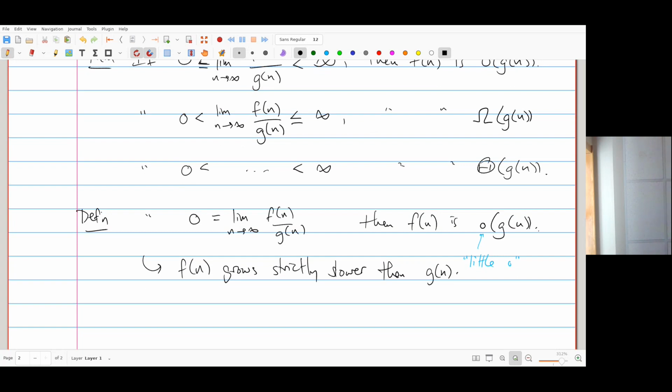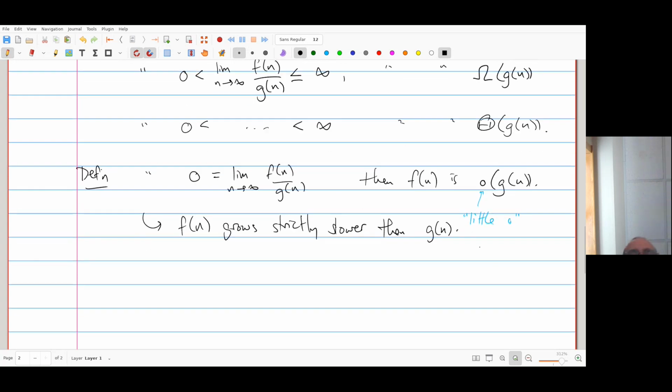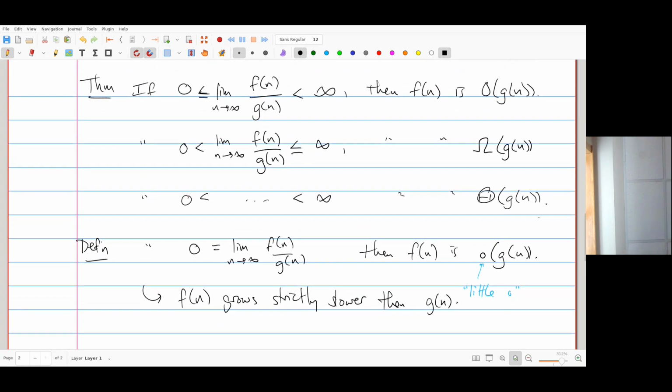Okay. So is there like a little theta that represents strictly bigger than? Yeah, it's little omega. Yeah, there is, and people use that. So you use a lowercase omega, if you know what that looks like. But we're not really going to use that in this class, so I'm not going to mention it. But yes, that does exist, and people use it.